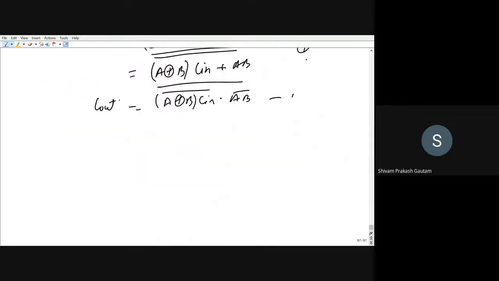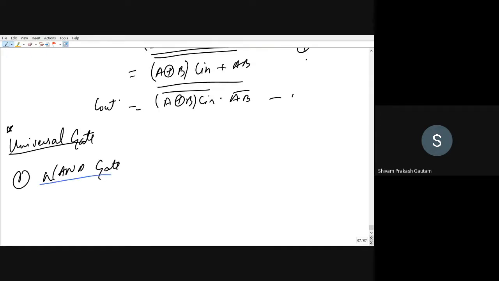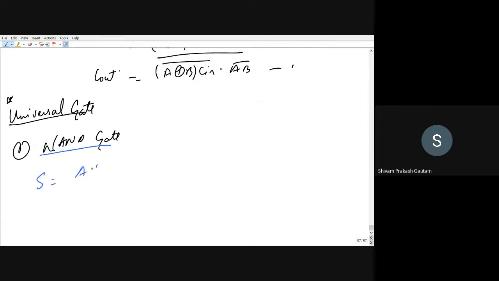So we will implement it using NAND gate. I'm leaving it up to you to do it using XOR and XNOR gates. You can draw it, it is quite simple. But using universal gates, it is a little difficult, you have to pay a little attention. So, implementation using universal gate. First one is NAND gate. The sum expression is A XOR B XOR C in. And the C out expression, we have already reduced, it is AB bar C in dot AB bar whole bar, right?